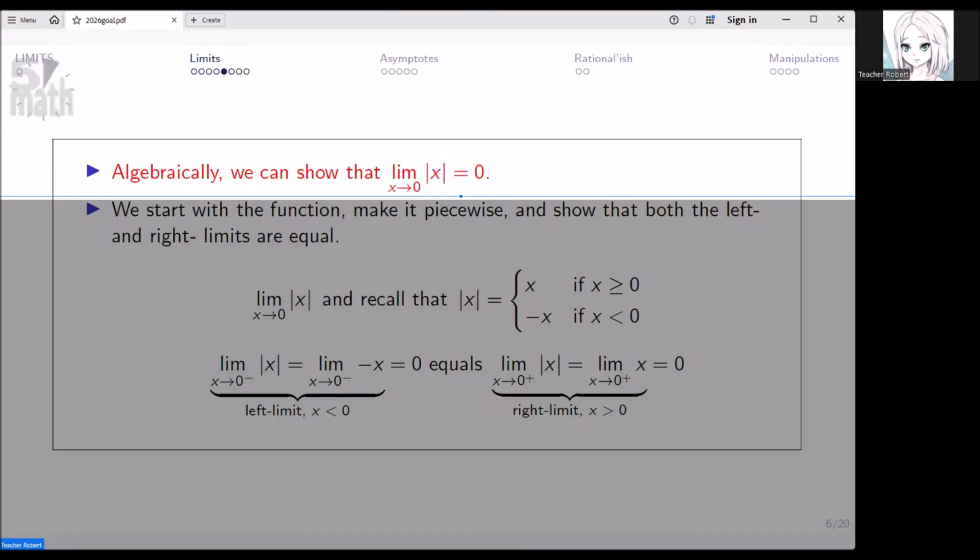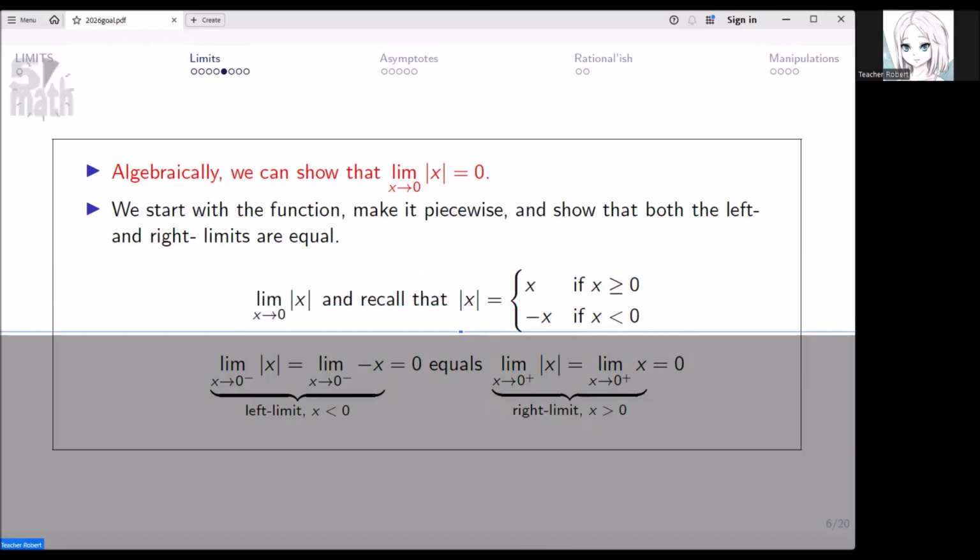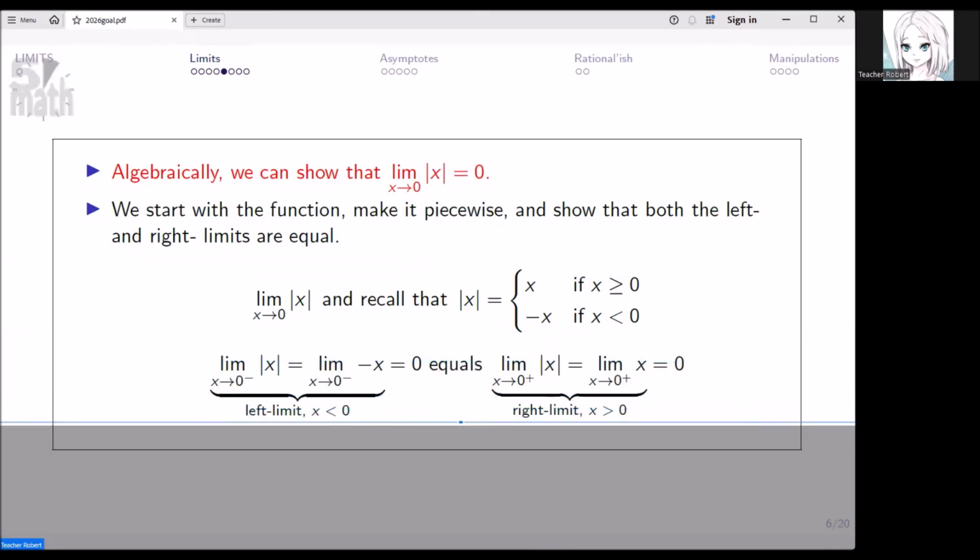Algebraically, we can show that the limit as x approaches 0 of absolute value x equals 0. We start with the function, make it piecewise, and show that both the left and right limits are equal. Limit as x approaches 0 of absolute value x, and recall that absolute value x equals this. Limit as x approaches 0 from the negative of absolute value x equals limit as x approaches 0 from the negative of minus x equals 0, which equals the limit as x approaches 0 from the positive of absolute value x, which equals the limit as x approaches 0 from the positive of x equals 0.